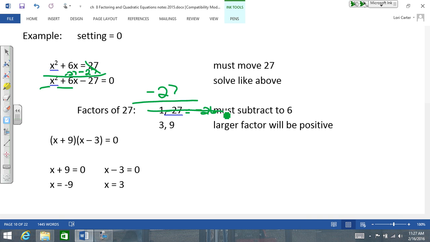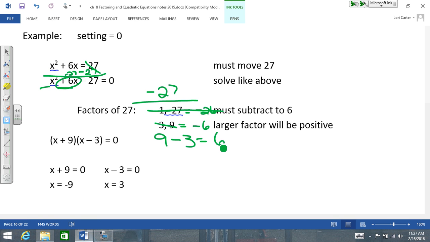So let's just say 3 minus 9 equals what? Negative 6. But I need positive 6. So who has to be what? The 9 has to go over and be 9 minus 3. So this has to become a positive 9 and a negative 3. Now I've got a positive 6. Positive 9, negative 3. Am I done? No, because of the equal 0.